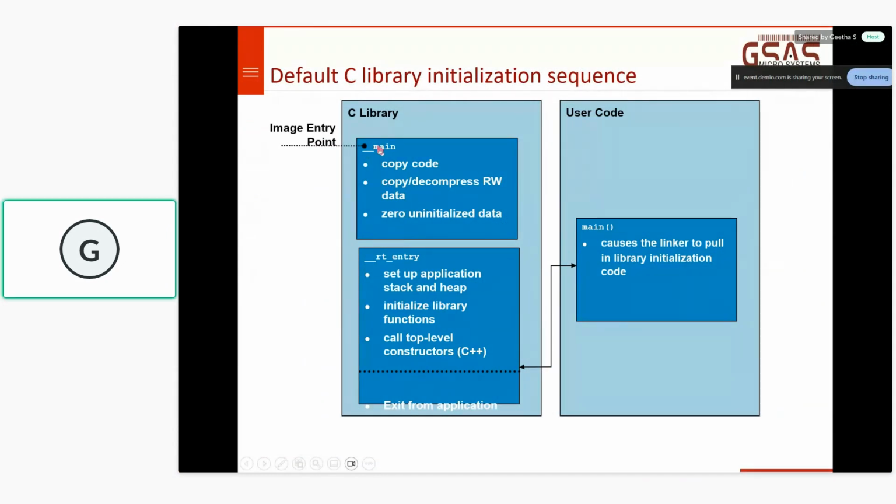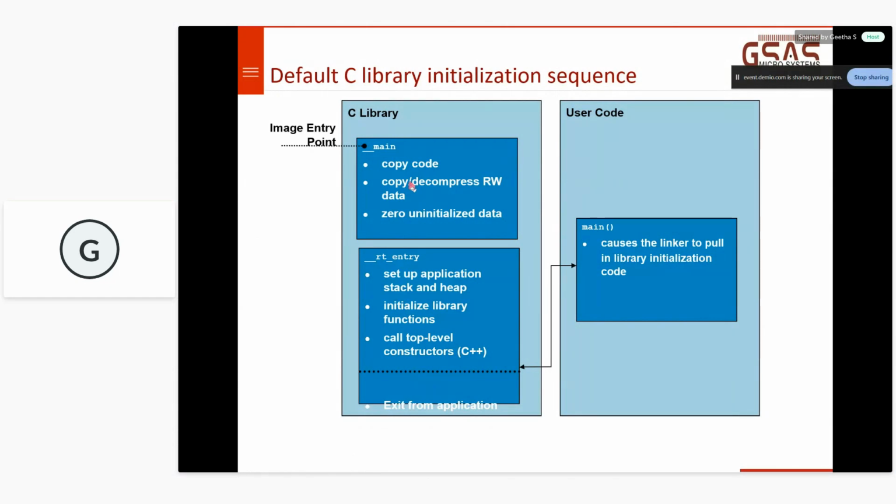Image point entry is __main. It's not the actual main. Then from there, it does any copying. What is this copy? Sometimes we load the code to the flash, but we want the code to be executed from the RAM. So code has to be copied from flash to the RAM. All those can be done by this library function, __main.